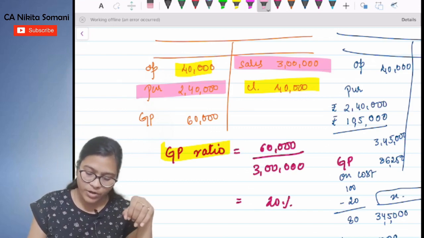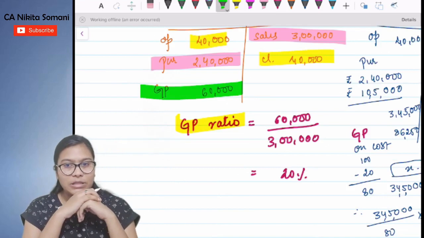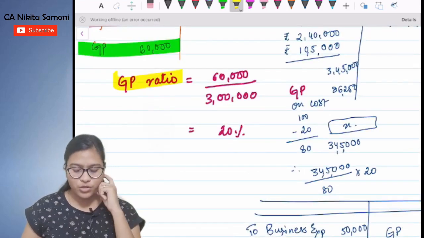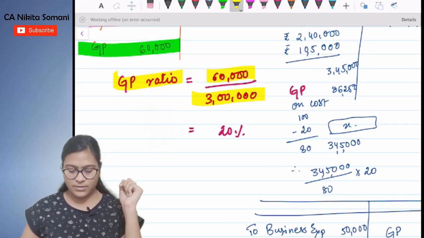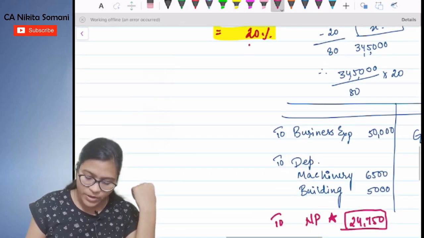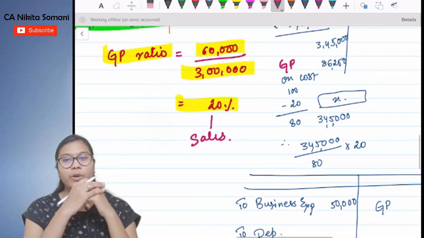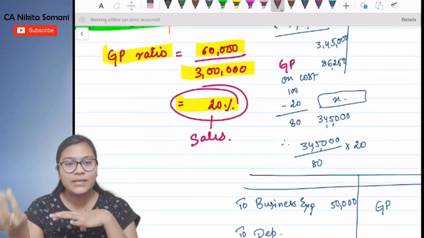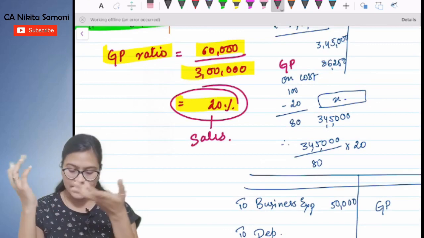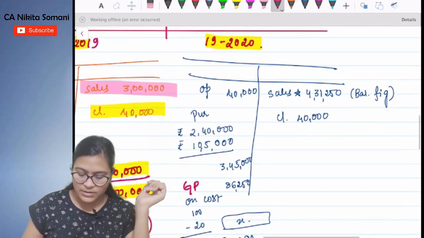So my gross profit comes to 60,000. Formula of GP ratio is what? Gross profit upon sales. So that comes to 20%. So this 20% GP ratio is on sales. So this 20% is to be applied next year, okay, to find out the sales. See, now in 1920 the opening and closing stock is the same.